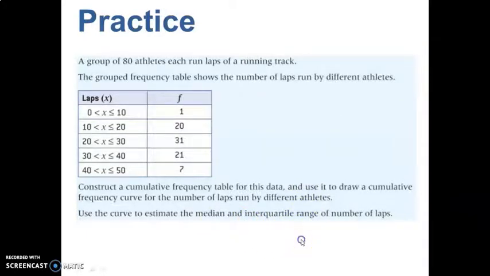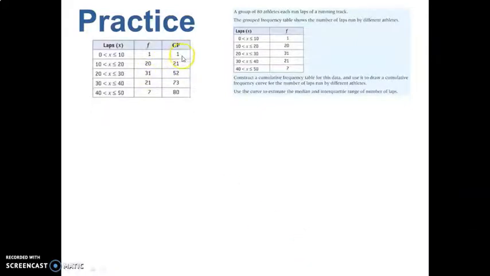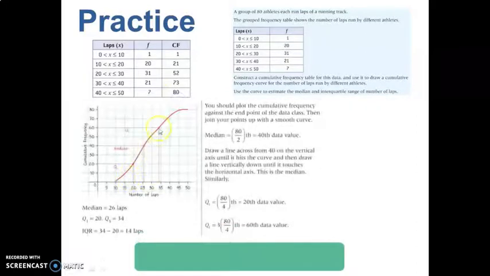So try that now. Okay, here is your cumulative frequency table. So here are the cumulative frequencies. We can see it sums up to the 80 athletes in total. And then there's what the graph should look like roughly. Median 26, Q1 20, Q3 34, and then IQR 14.